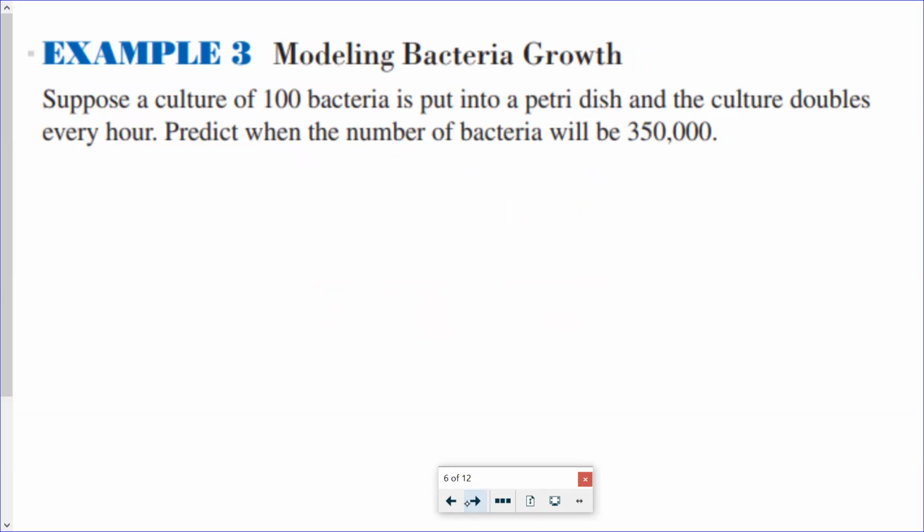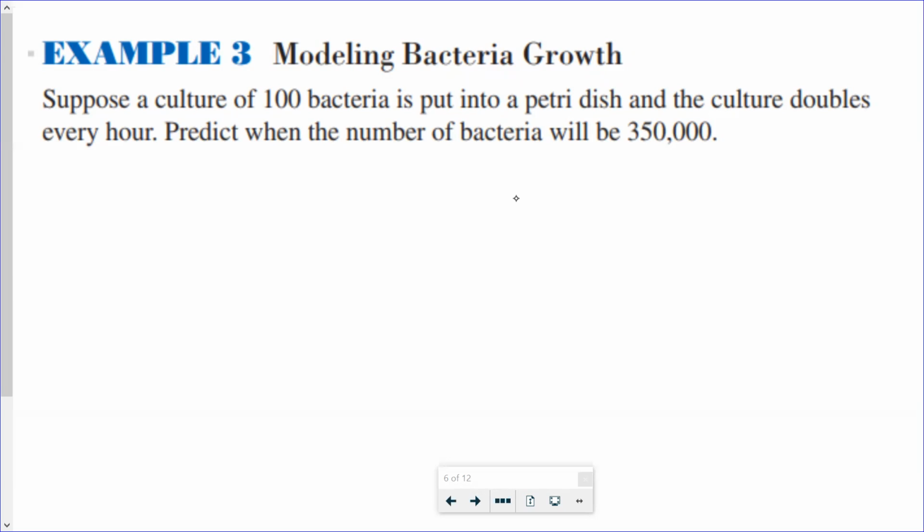So now, let's talk about this one. Now it's going to get a little more complicated, but nothing too crazy. Suppose a culture of 100 bacteria is put into a petri dish and the culture doubles every hour. Predict the number of bacteria. Predict when the number of bacteria will be 350,000. There we go.